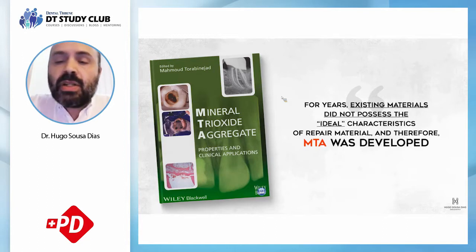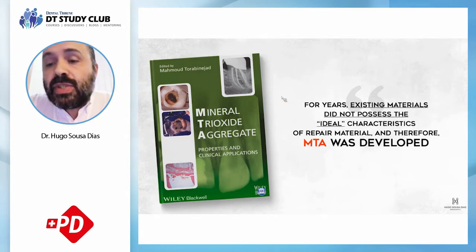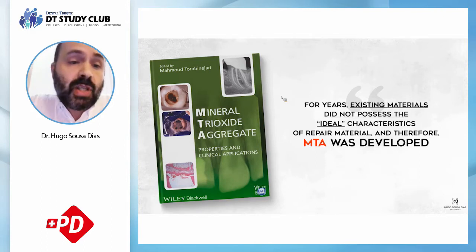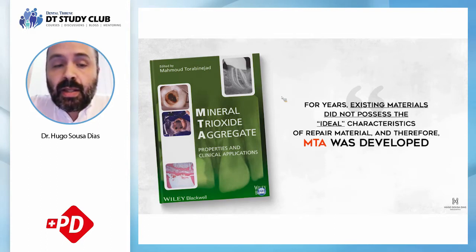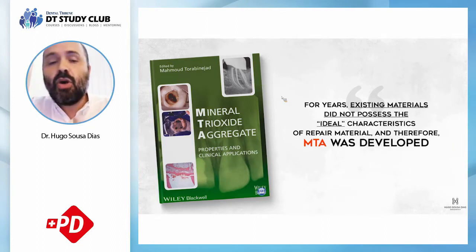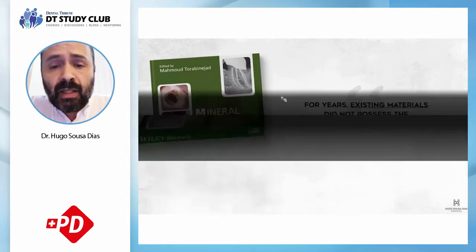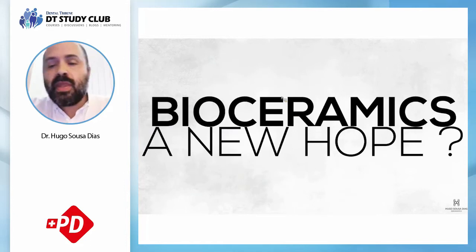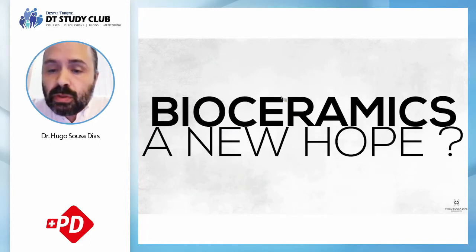And when you look at the history of materials, we can see that for the last 40 years, the materials we have available did not possess the ideal characteristics to repair a lot of these kinds of situations I showed you. And then MTA appeared in the market, and probably it gave a new option, a new opportunity to maintain some challenging situations. And it's why I begin my lecture with this question. The bioceramic materials, they are really the new hope.